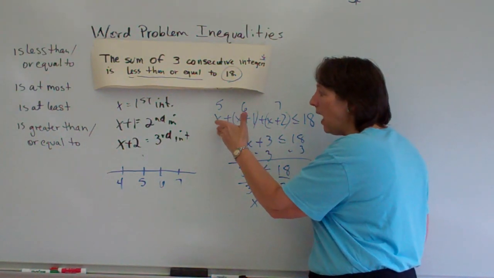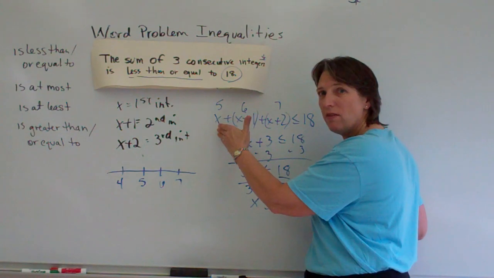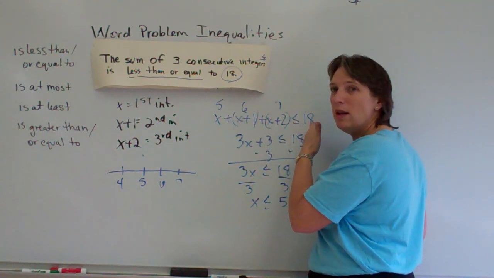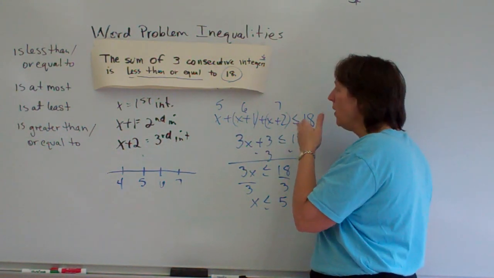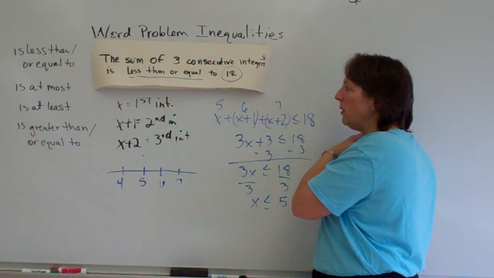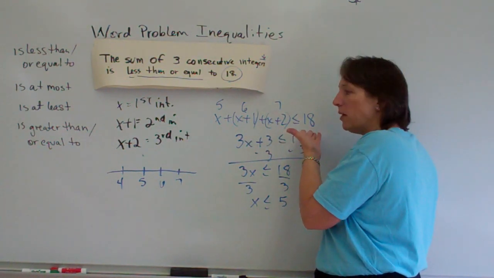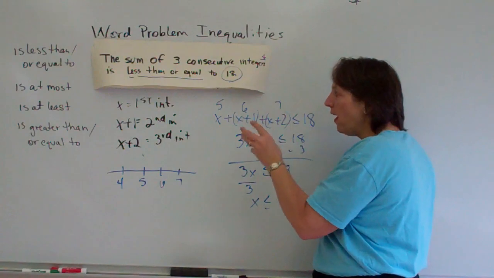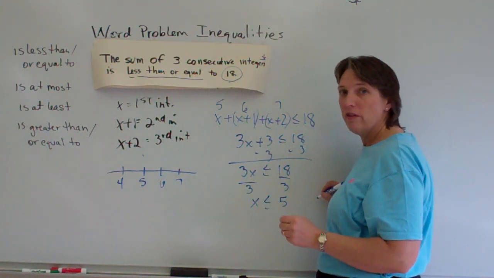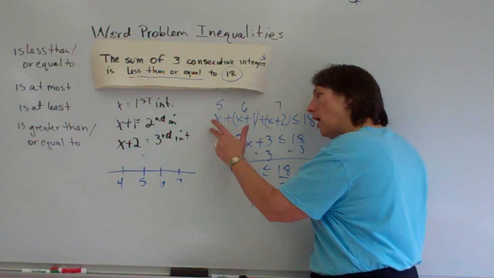Because the highest x can be is 5. I'm going to add 1 and then add 2 to it. So you can't say that x is 7, because then it would be too great. It would be 7, 8, 9, and that's greater than 18. So 5 is what x has to be, and we're defining the inequality based on x.